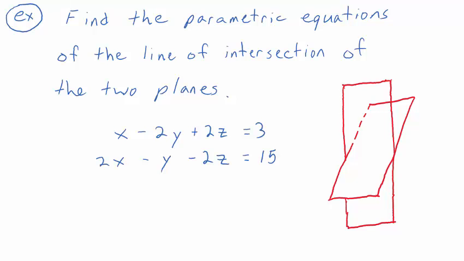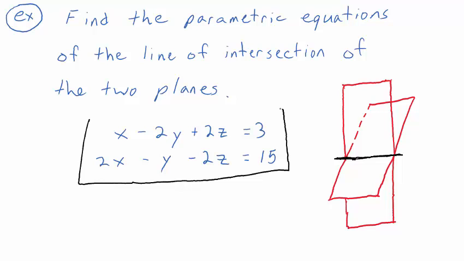How would they intersect? They would intersect in a line, if they intersect at all. They could be parallel. Okay, so let's take a look at the two equations I'm giving. These are two equations of planes. The directions say find the parametric equations of the line of intersection of the two planes.